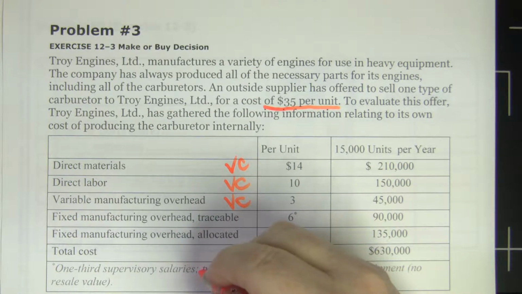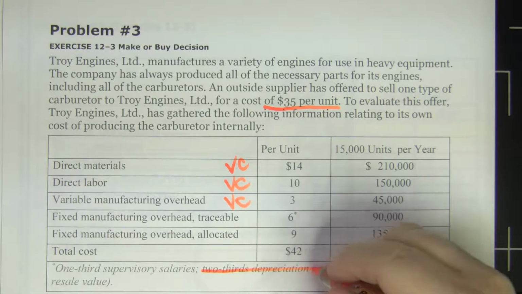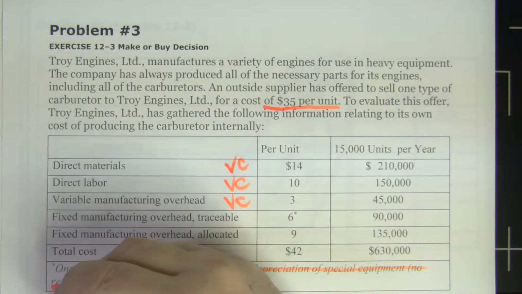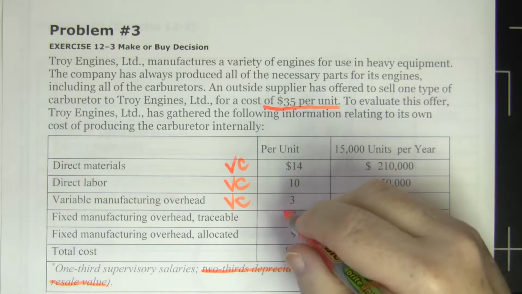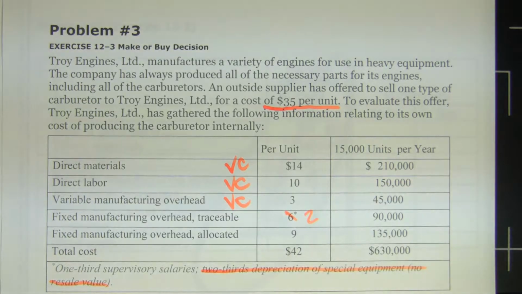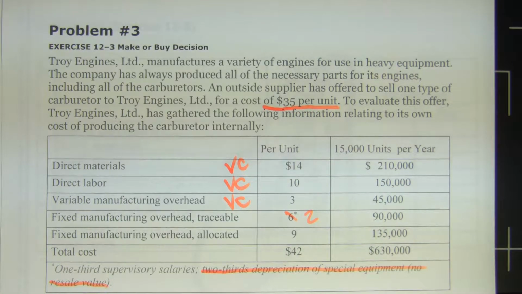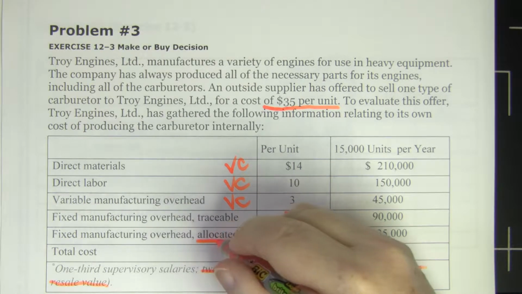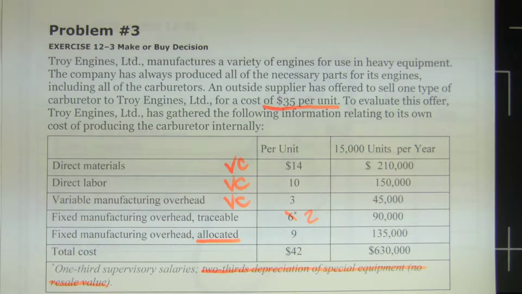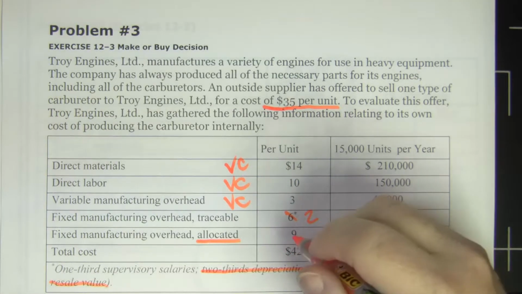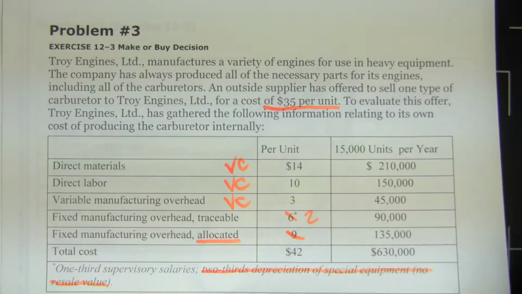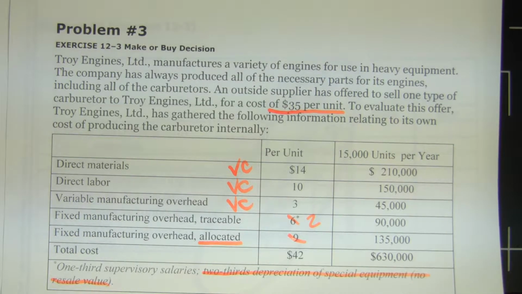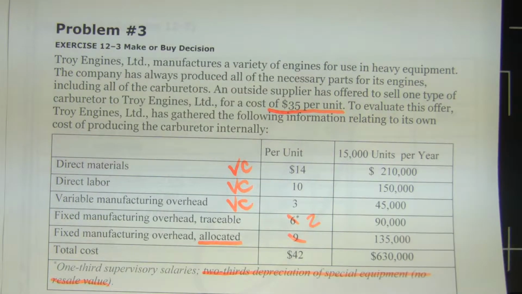But 2/3 of that is depreciation. It has no resale value. So that really is $2. And then they tell us that the fixed manufacturing overhead that's allocated, and remember, allocated means you don't pay it, somebody else does. So we have to take that out. So now let's take a look at that with only the relevant cost involved.